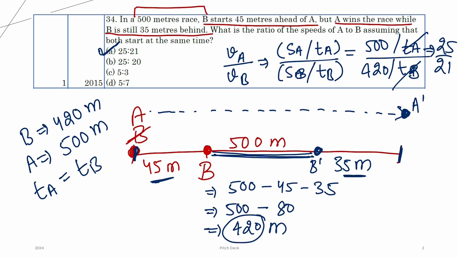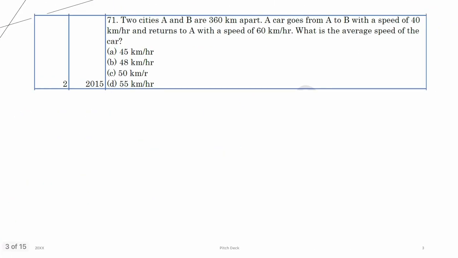So what we have done is we have checked the distance covered by A and the distance covered by B, and then, since the time period was the same, we have found the ratio of the velocities. Question number 1 is done. Let's move to question number 2.